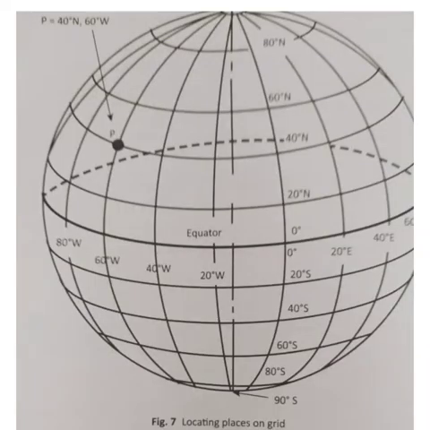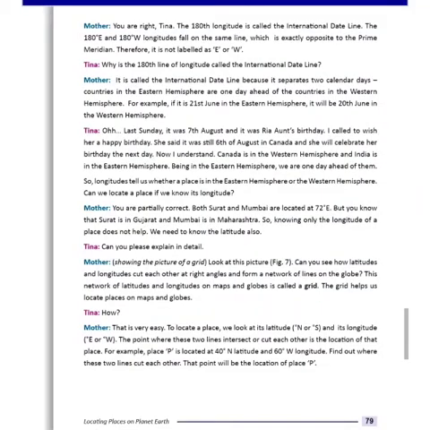Locating places on grid. So students, what is a grid? The network of latitudes and longitudes on maps and globes is called a grid. So, on page number 79, 180-degree longitude is called the international date line. It has not been labeled as E or W.